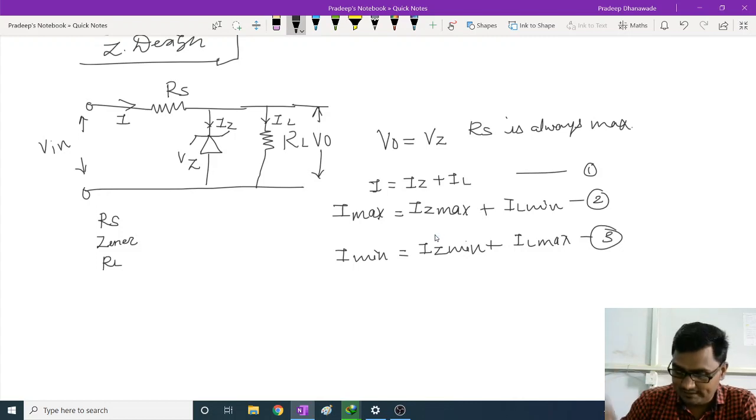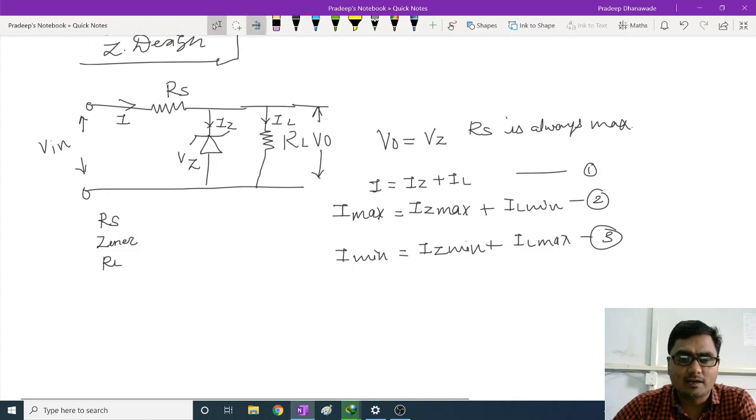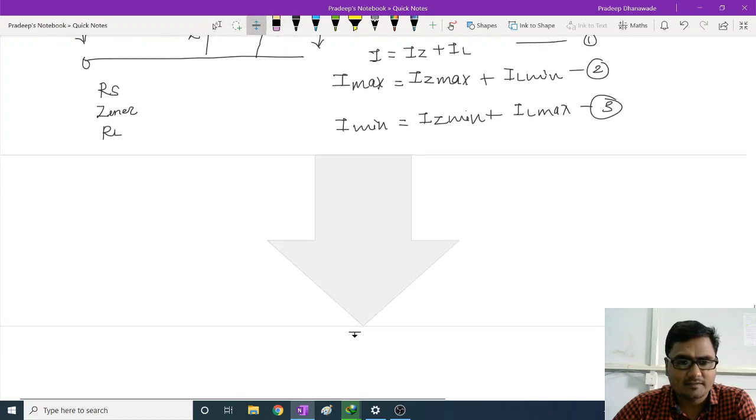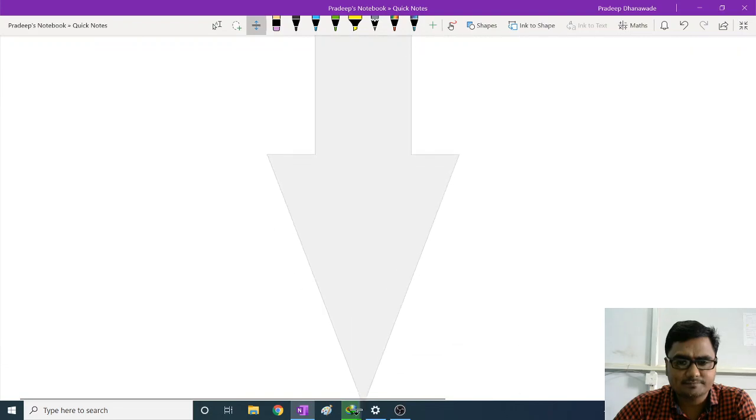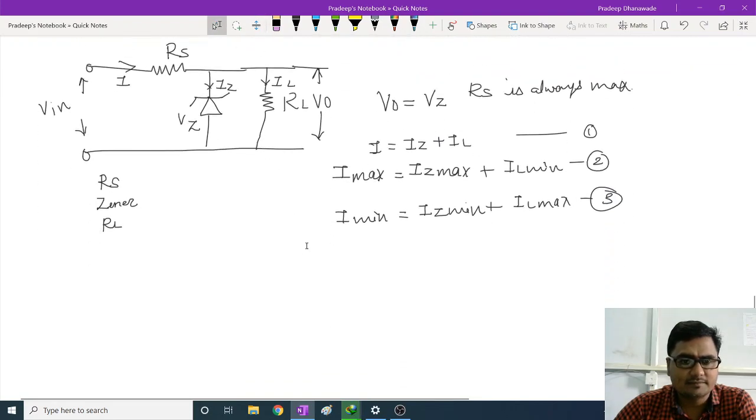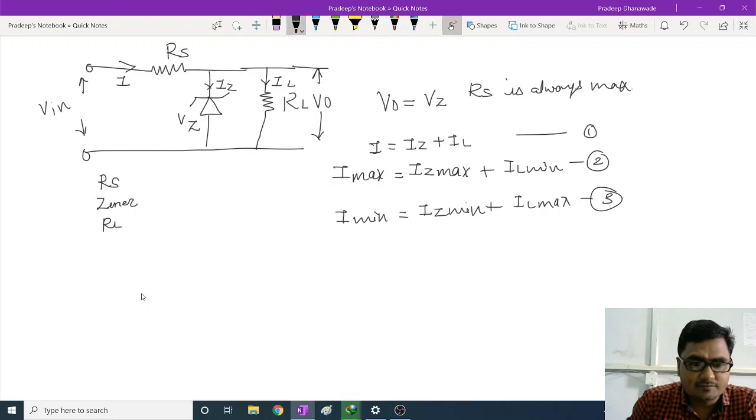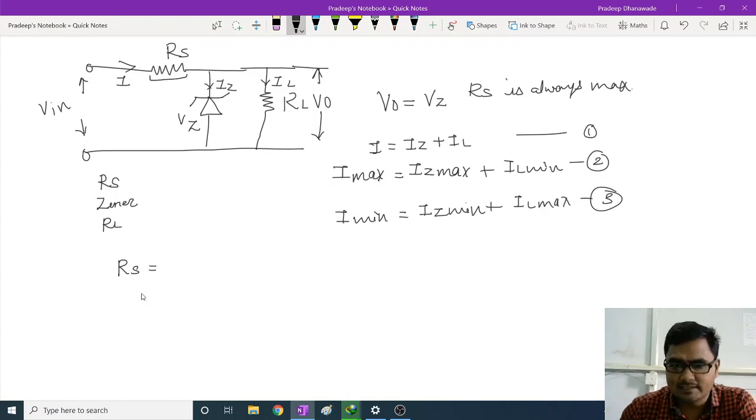So let us calculate RS first, or let us find out how to calculate the value of RS. I have increased the page size, that much is okay. First we will write the equation for RS. Now look at this. Where is RS? This is RS. Let me draw a small diagram here.